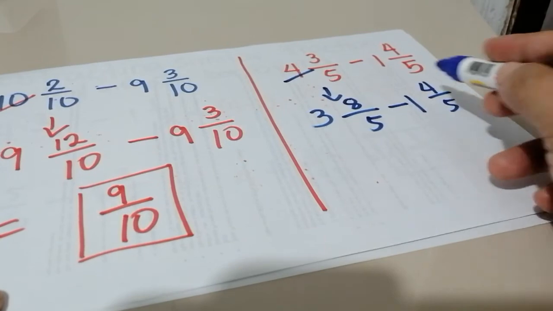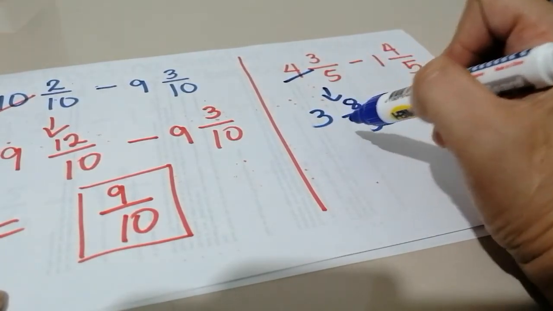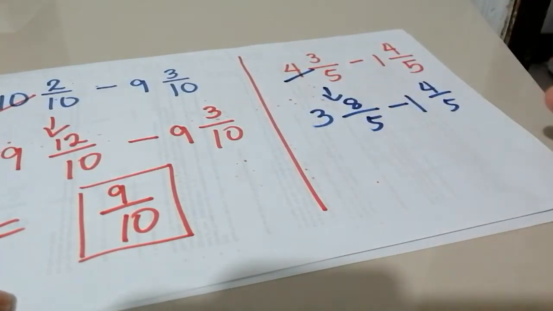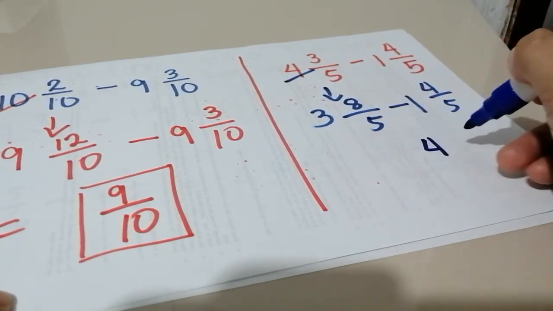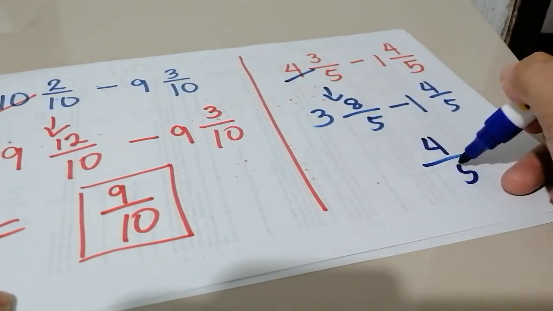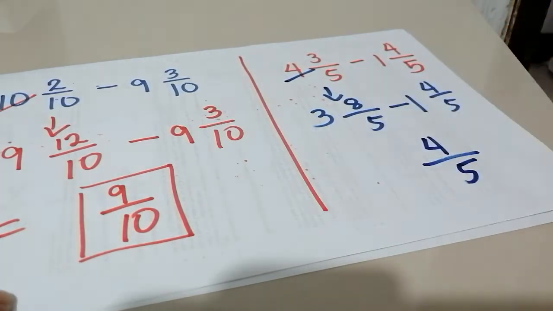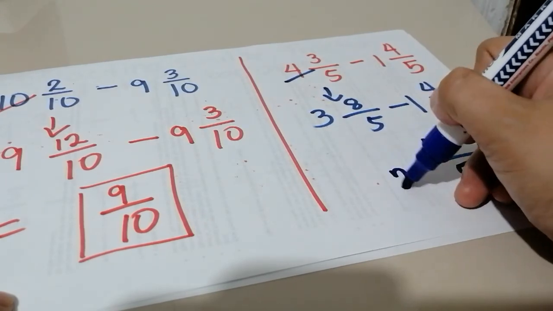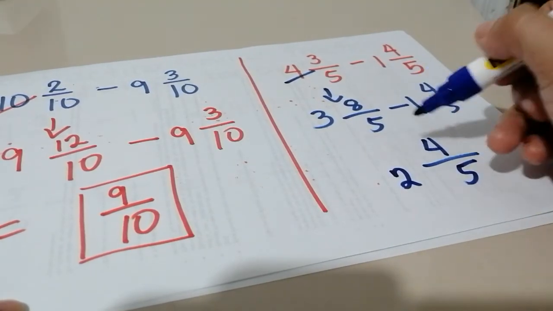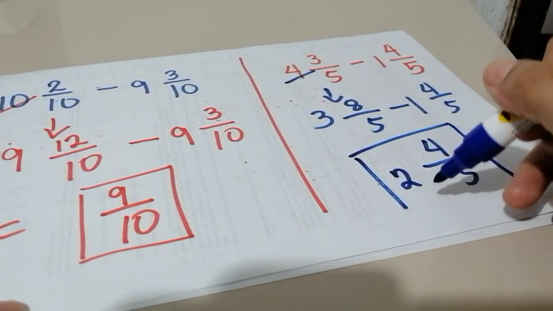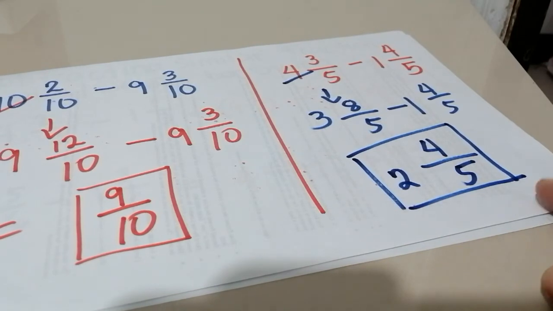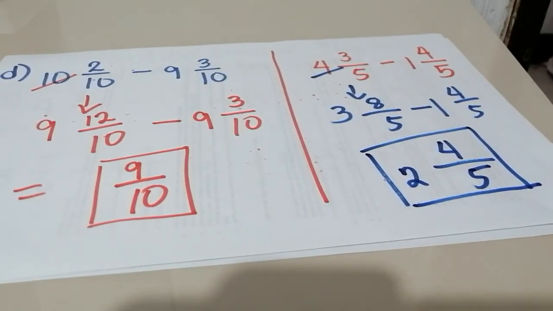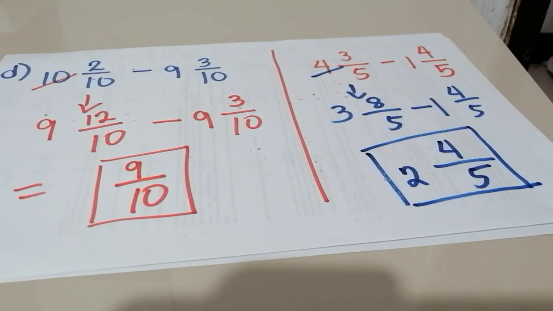Okay, so 1 and 4/5 minus, from this one, we are going to get 8 minus 4 is 4 over, just copy the denominator, 5, and 3 minus 1 is 2. So the final answer for this one is 2 and 4/5. Okay, so that's how we subtract fractions, similar fractions with and without borrowing.